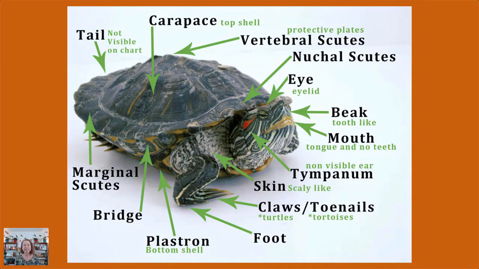Okay. And so here are some of their parts. Now, if we started with the head, of course, they have an eye, they have a mouth. I already talked about how their snout kind of comes to a little point like a beak. They do have an ear, but there's not an external ear opening. It's called a tympanum, but they do feel vibrations. They have the claws on their feet, and they have 5 of them.